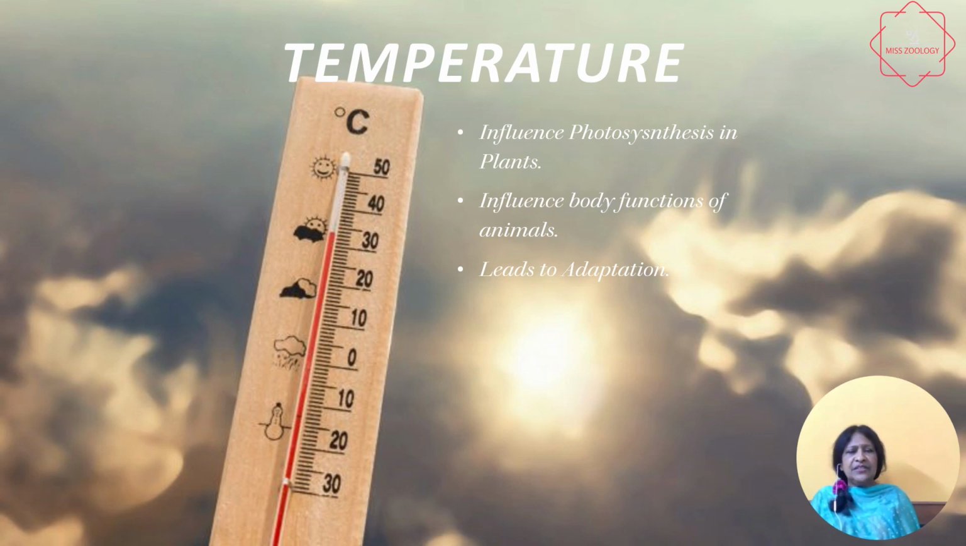The next factor is temperature. The temperature of a place influences the body functioning of the animals. It also influences photosynthesis in plants. Difference in temperature can lead to difference in adaptations. Besides the factors in the abiotic components that I have mentioned here, there are a few more like pH, salinity, etc., which too have an effect on the life of the biotic community in an ecosystem.